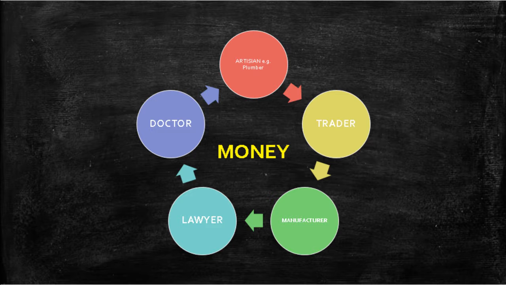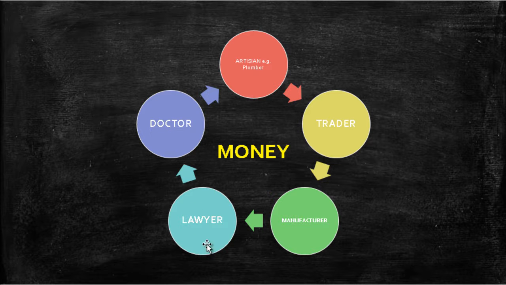Now, money runs in a circle. An artisan needs money. A trader needs money. The manufacturer needs money. The lawyer needs money. The doctor needs money. So the trader will buy from the manufacturer. The manufacturer will go to the lawyer for advice, legal advice. The lawyer will go to the doctor for health care. The doctor will go to the artisan to fix maybe the pipeline or something that is bad in his or her house.